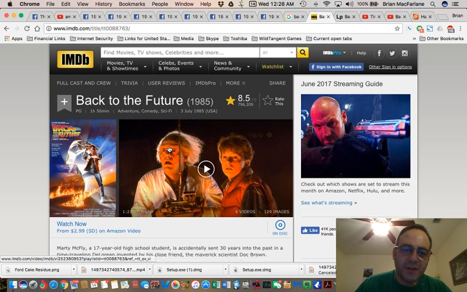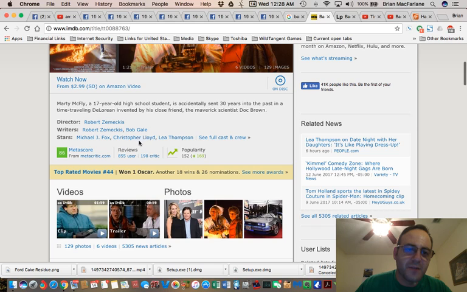Just to give you a little tidbit of information: Marty McFly, a 17-year-old high school student, is accidentally sent 30 years into the past in a time-traveling DeLorean invented by his close friend, the maverick scientist Doc Brown.